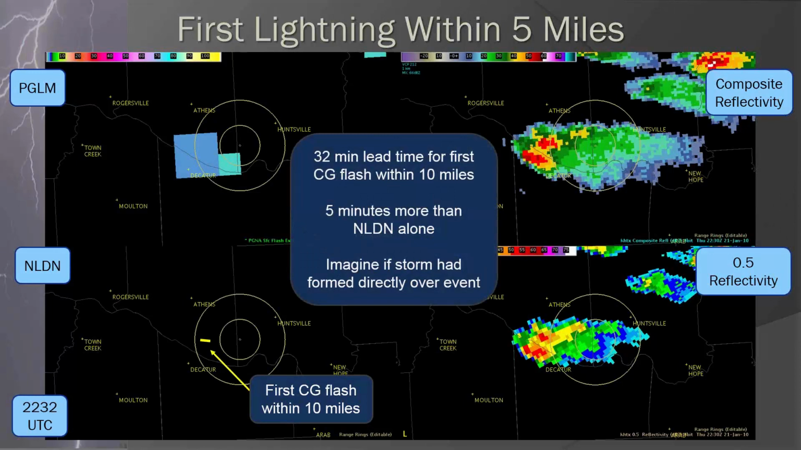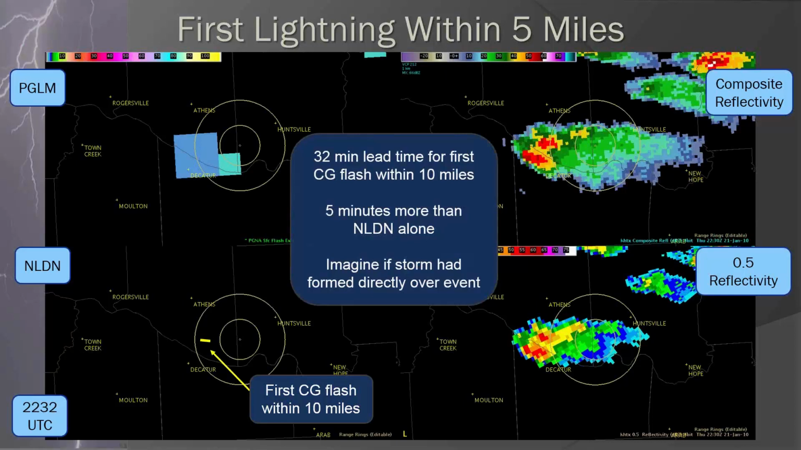So summarizing this particular case, we had a lead time of 32 minutes from the first cloud-to-ground flash inside of 10 miles of our point of interest using the demonstration GLM data. This is about 5 minutes more than what we had available with the National Lightning Detection Network alone. So you might say in this case, well, hey, that's not too bad. 27 minutes versus 32 minutes, we're doing pretty good on both counts.